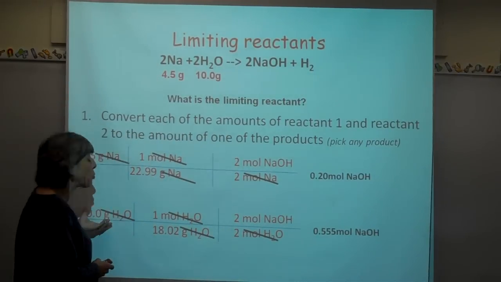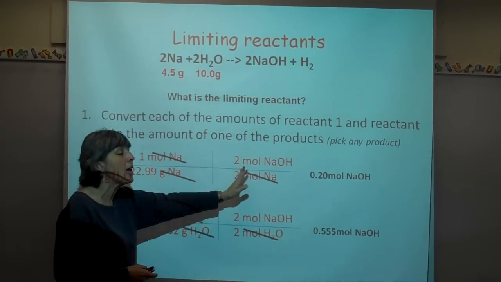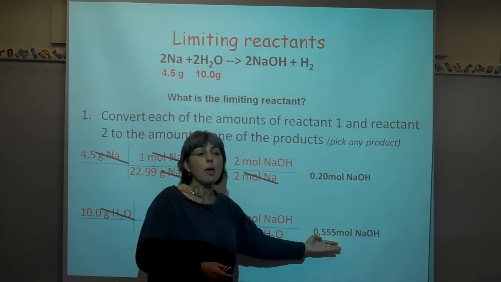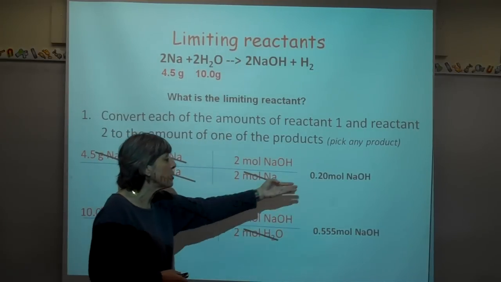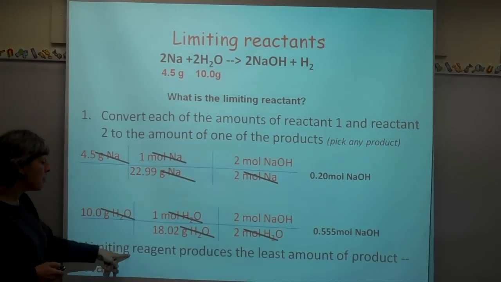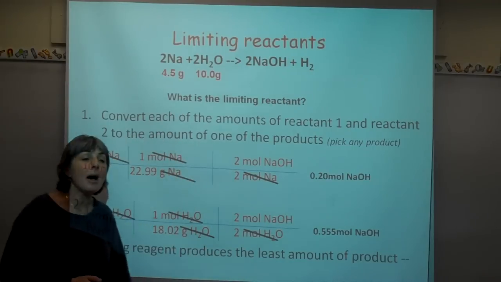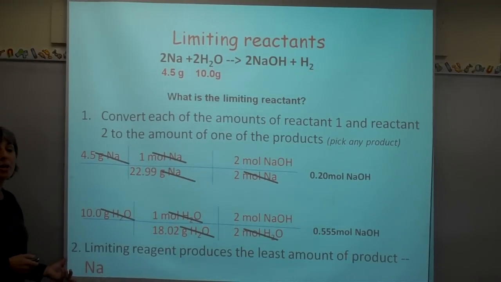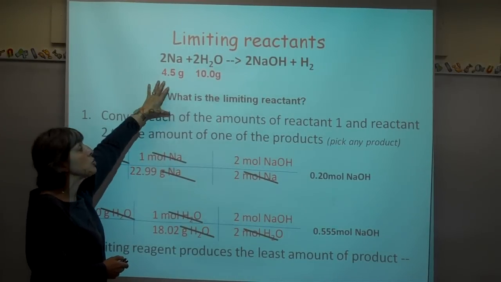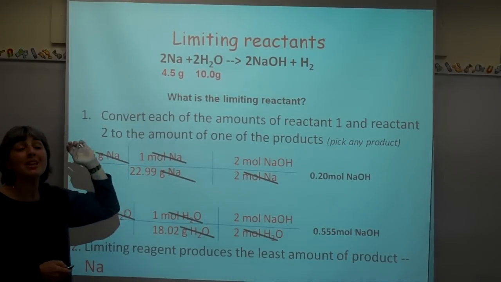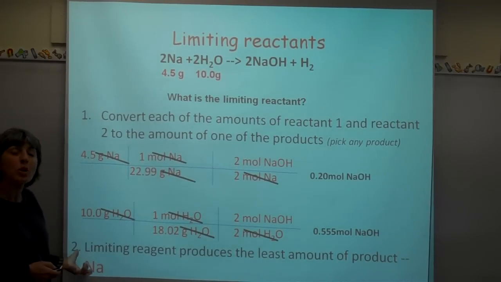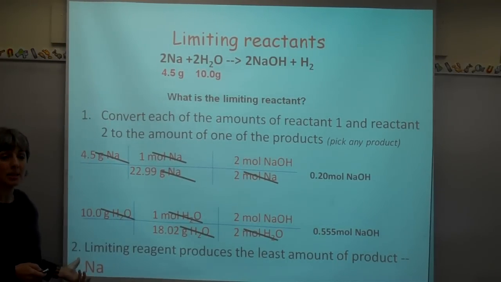So it doesn't matter how much water I have, because I've already used up all of the sodium and I've only gotten this far. I will not be able to get this far. So the answer to which one is the limiting reactant is always: the limiting reactant produces the least amount of product. And in this case, it's going to be sodium. Okay, so that's the answer to the question, what is the limiting reactant? You do not have to give a number for what the limiting reactant is. It's just asking which one of the reactants is the limiting reactant, and that's sodium.